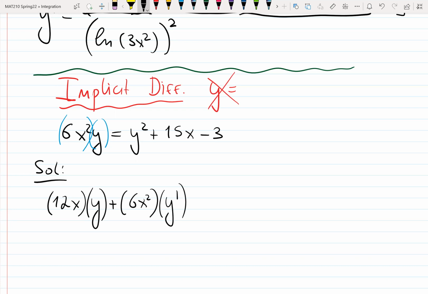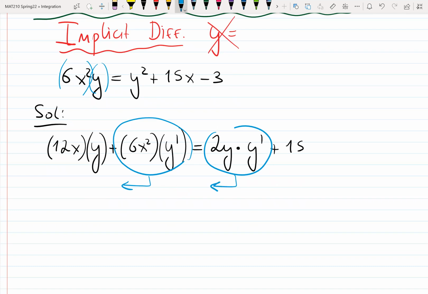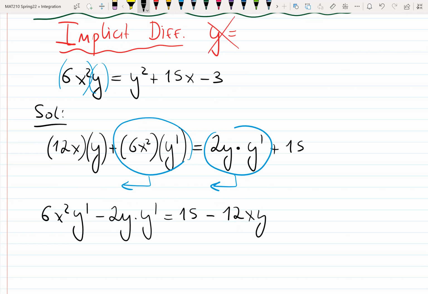So every time you differentiate something with y, you put y prime or dy over dx. You decide. Equals derivative of y squared is 2y times y prime. Derivative of 15x is just 15, and derivative of -3 is 0. Your job is now to move things that include y primes to the left-hand side, or just one side. You can use the right-hand side if you want, some students do actually. Doesn't matter. 6x squared y prime minus 2y y prime equals, and move everything else to the right, 15 minus 12xy.